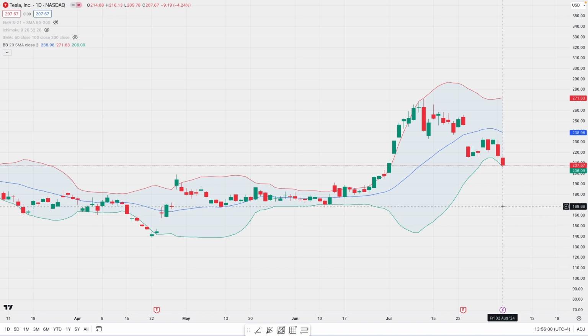So, here we've applied the Bollinger Bands to this chart. The blue line here is the 20-day moving average. We're on a daily chart, so each candle represents one day. You can see it smooths out the price action. And then we've got the upper band and the lower band.